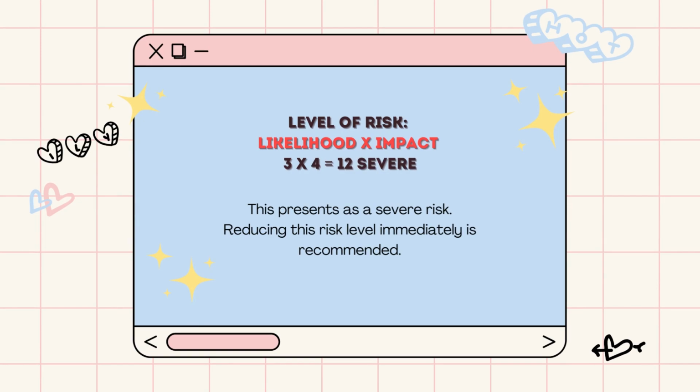Okay, here the level of risk is likelihood times impact, where 3 times 4 is equal to 12, severe. This presents as a severe risk. In the case study above, the level of risk can be reduced by updating software, changing passwords, and reminding staff to be very careful with business information and decline requests to provide information over the phone.